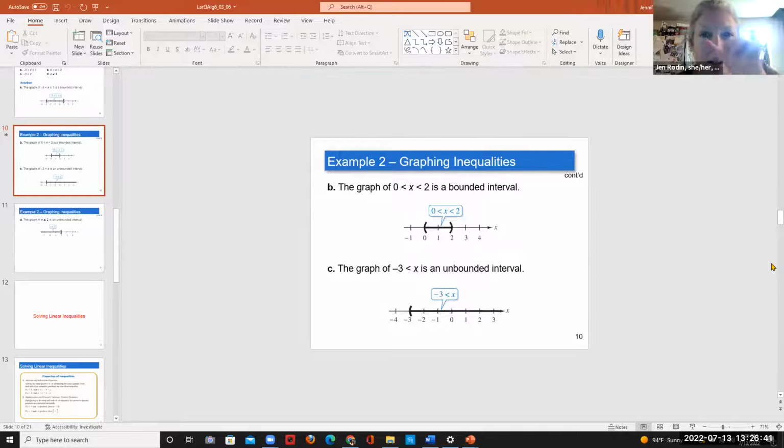Just the big side of the arrow is open to the x. So that means x is greater than -3 or -3 is less than x. So either one of those would be correct to say, and that's how we would graph that one. X is everything bigger than -3.